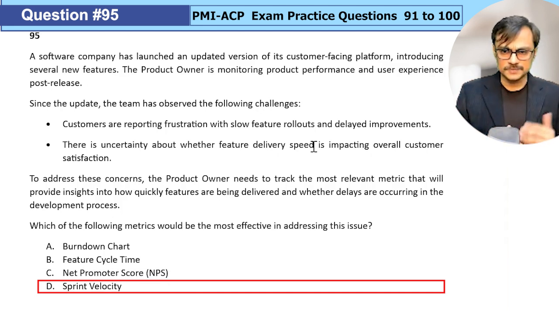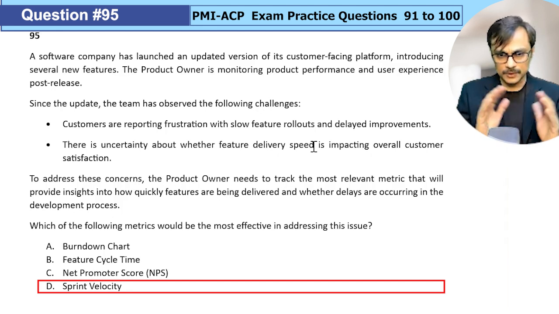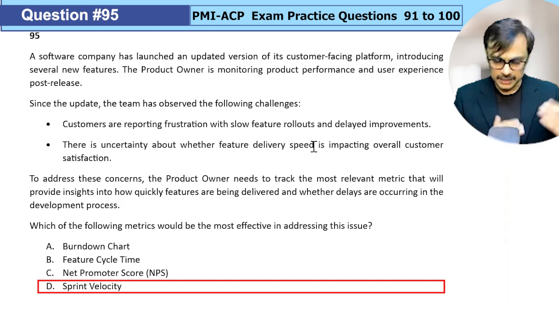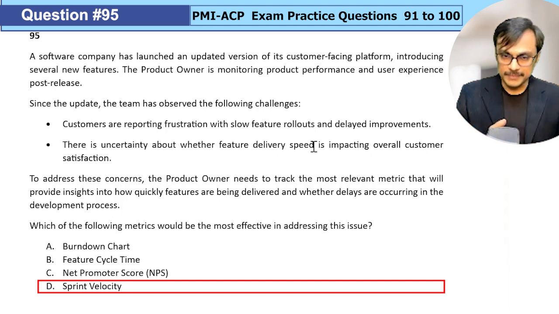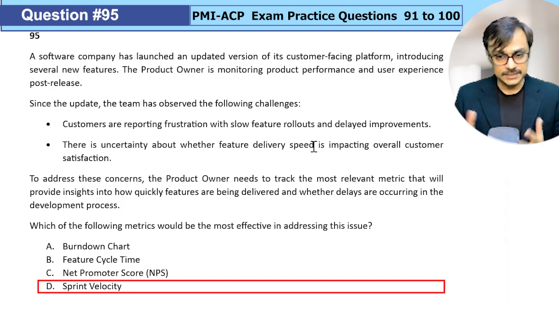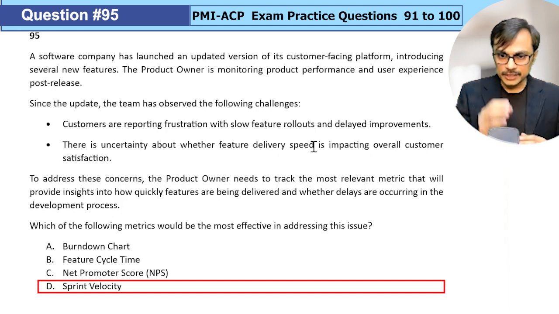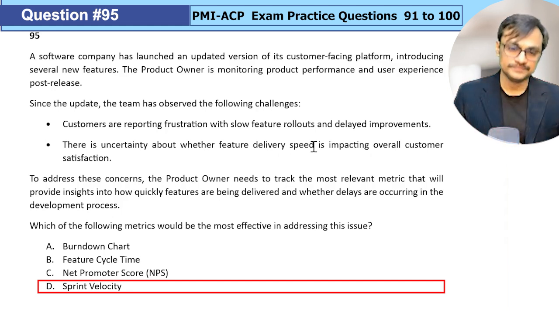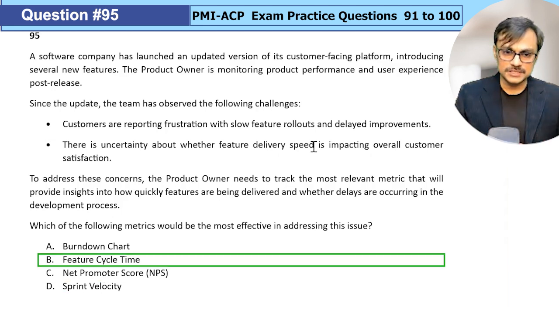Sprint velocity. Sprint velocity is more or less like a burn down chart in a way. I would say that it talks about how we are finishing things. In a way, it represents something, maybe good for forecasting our releases. That can be done, but not necessarily useful for identifying how long a feature is taking to finish the overall development flow. So looking at the options available, I go with B, which is feature cycle time, because it helps us in tracking the time it takes in the development.